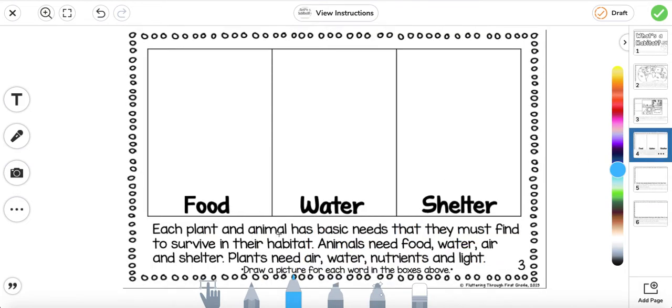Each plant and animal has basic needs that they must find to survive in their habitat. Animals need food, water, air, and shelter. Plants need air, water, nutrients, and light. So we're going to draw a picture for each word in the boxes above. So here we have the word food. So we're going to draw some food. I'm going to draw an apple.